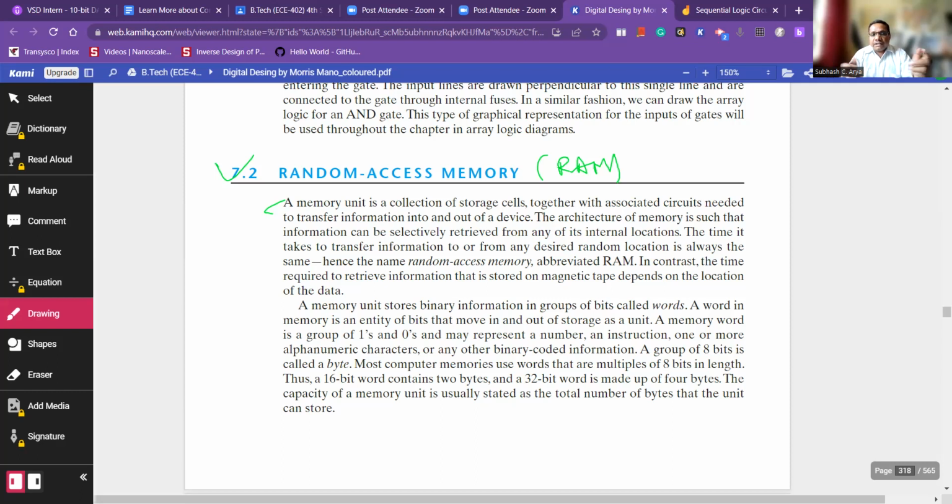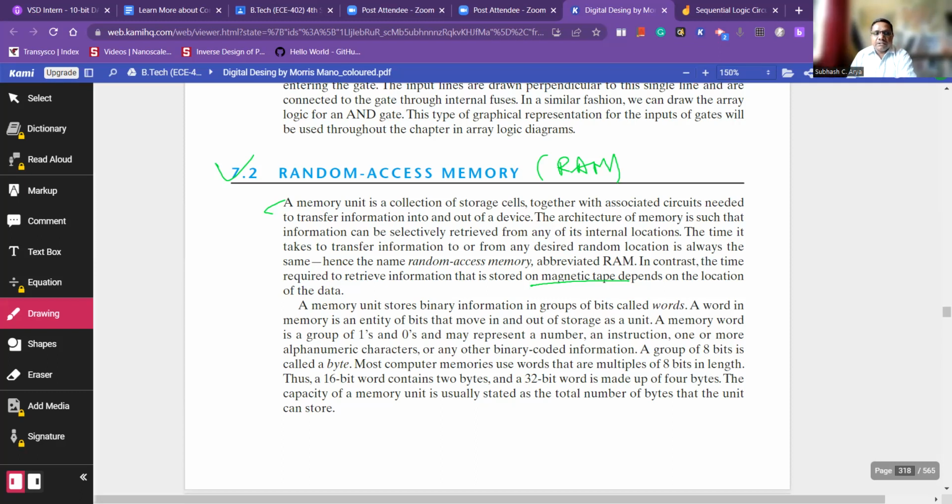So that is the same. That is why it can be accessed randomly, not a kind of sequential access. In contrast, the time required to retrieve information stored on magnetic tape depends on the location. Earlier we had magnetic tape on which we used to record sound or music, etc. In order to get information at a particular location of the tape, we used to access that location in a kind of serial way.